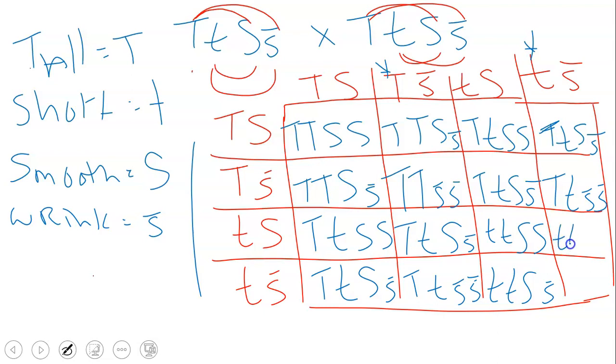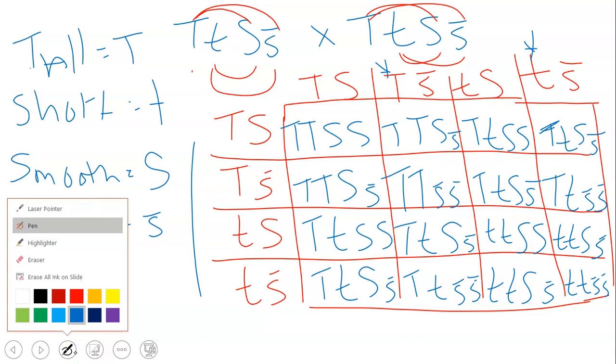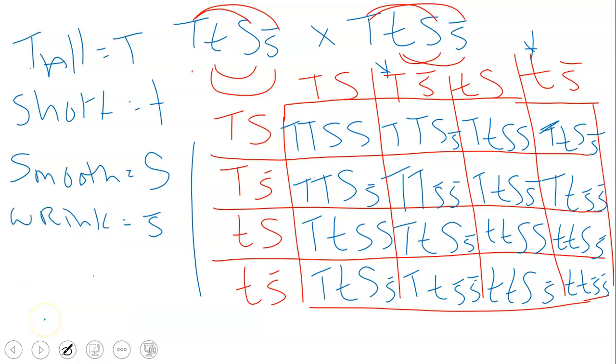In this box, I've got little t, big S, little s. And then in this last box, I have homozygous recessive for both. Okay, so let's go through now and figure out who's who. So we're doing a phenotypic ratio.